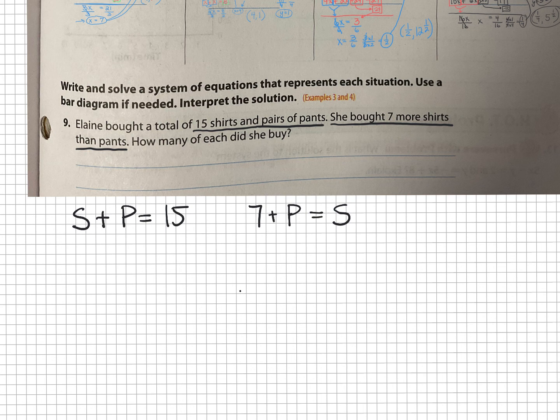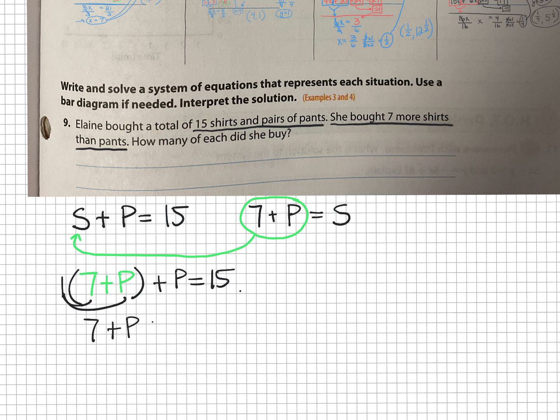Okay, well, I know that if shirts is 7 plus pants, then I can plug that in for this S over there. If I know shirts is 7 plus pants, then I'm going to rewrite the equation with just P's in it. Instead of S, I'm going to write 7 plus P. That's what I just plugged in for S. Plus P equals 15. So there's just a 1 out here, basically, which when you multiply it in, just doesn't do anything. So we can just have 7 plus p equals 15.